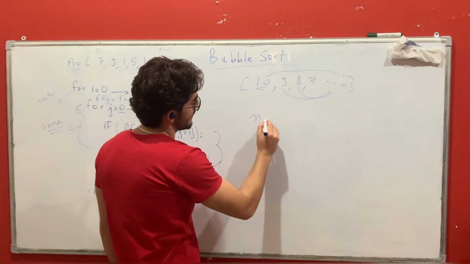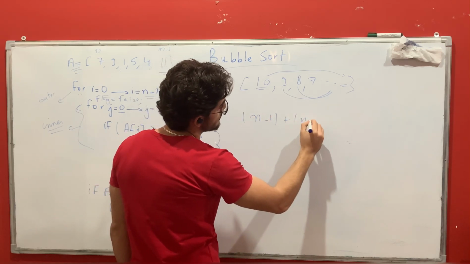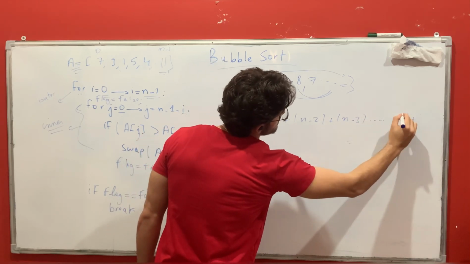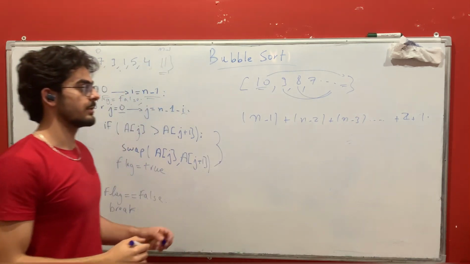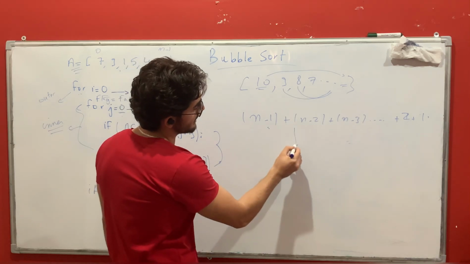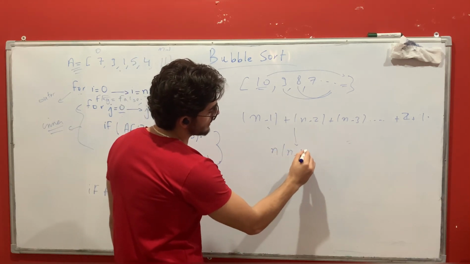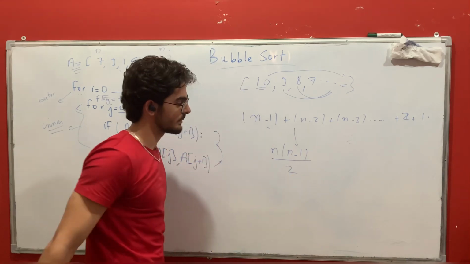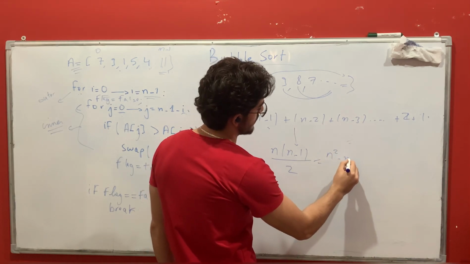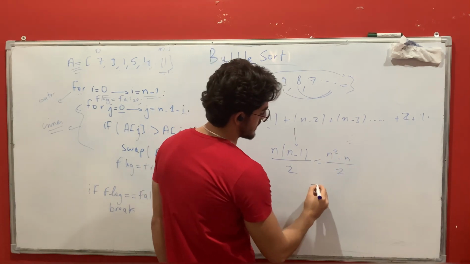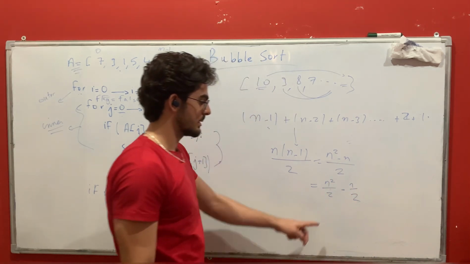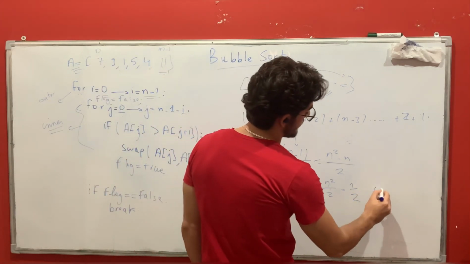So we have n-1 plus n-2 plus n-3 and so on down to 2 plus 1 for the whole array. This summation simplifies down to n times n-1 over 2. Here, you can break it down more to be n squared minus n over 2, which is n squared over 2 minus n over 2. This is clearly big O of n squared.